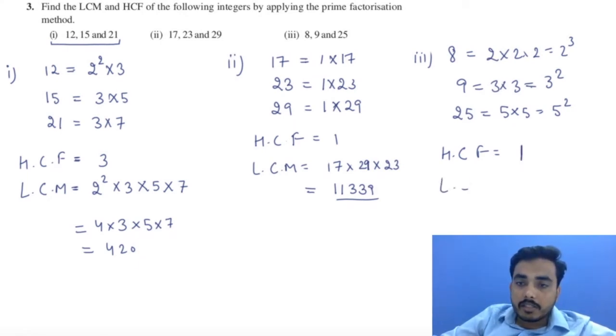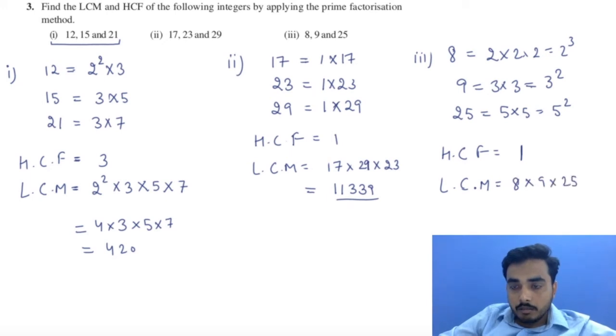And LCM क्या हो जाएगा अब इसका? This is 8 into 9 into 25. So 25 into 8 is 200 into 9 is 1800. Okay, so with this our question number 3 completes. Now let's move to question number 4.